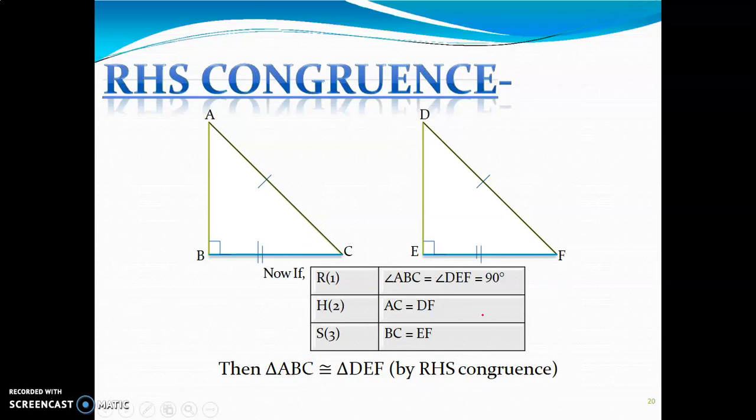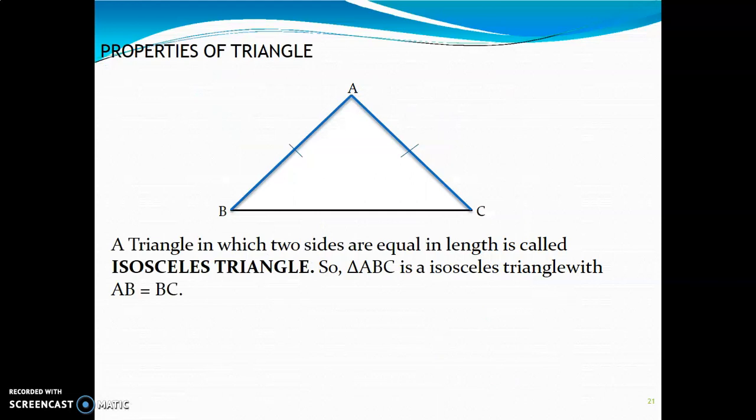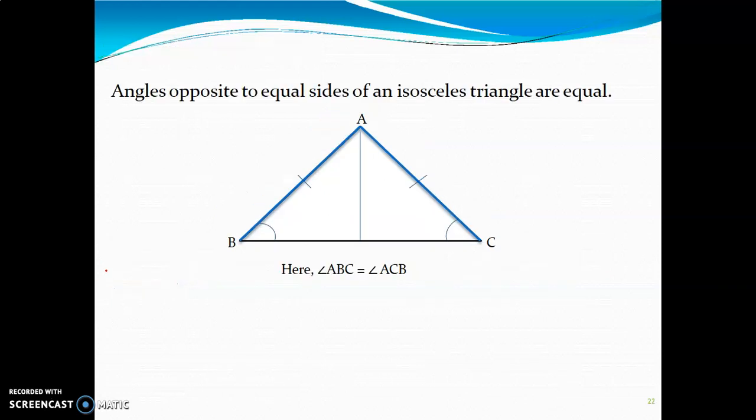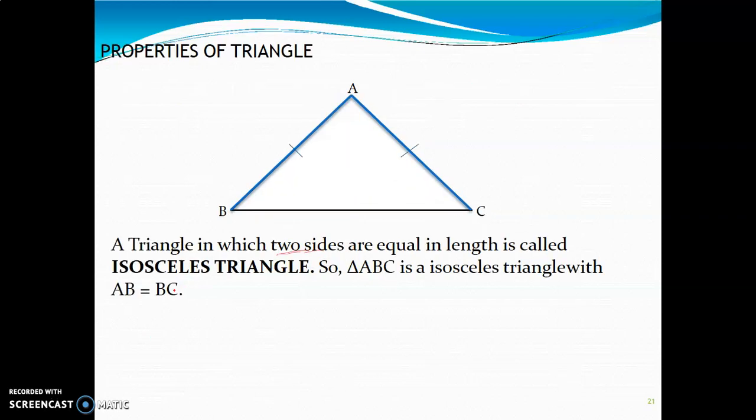Alright, students. Now properties of a triangle. A triangle in which two sides are equal in length is called an isosceles triangle. I repeat, students, in which two sides are equal, that is an isosceles triangle. So triangle ABC is an isosceles triangle with AB equal to BC. This is the notation, students.